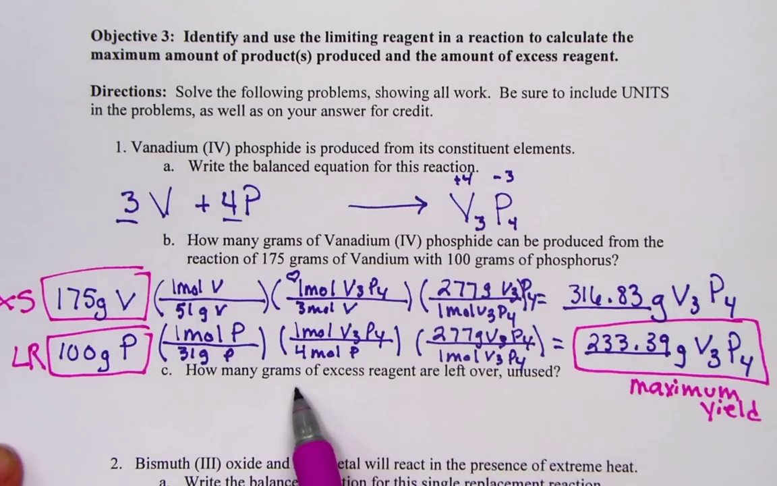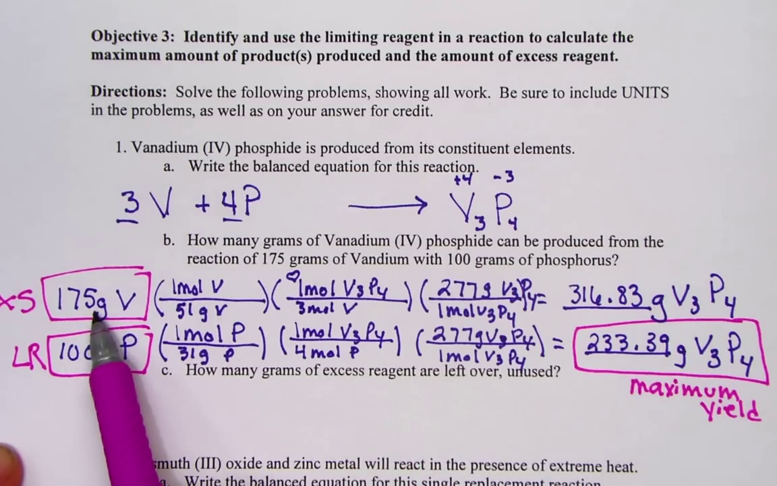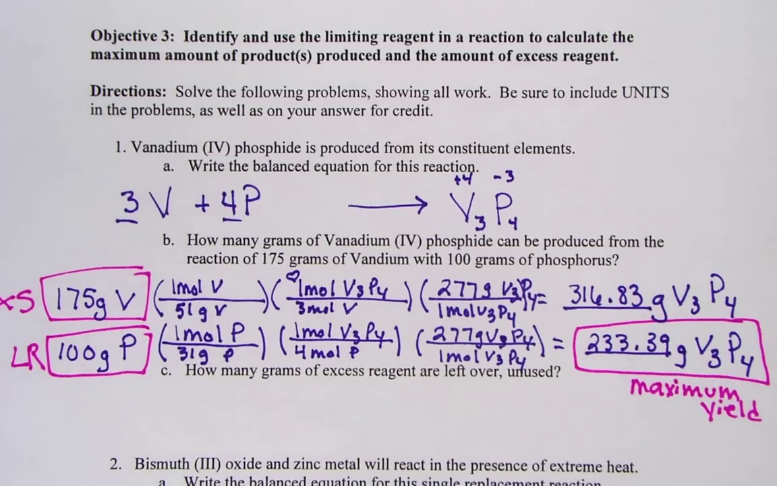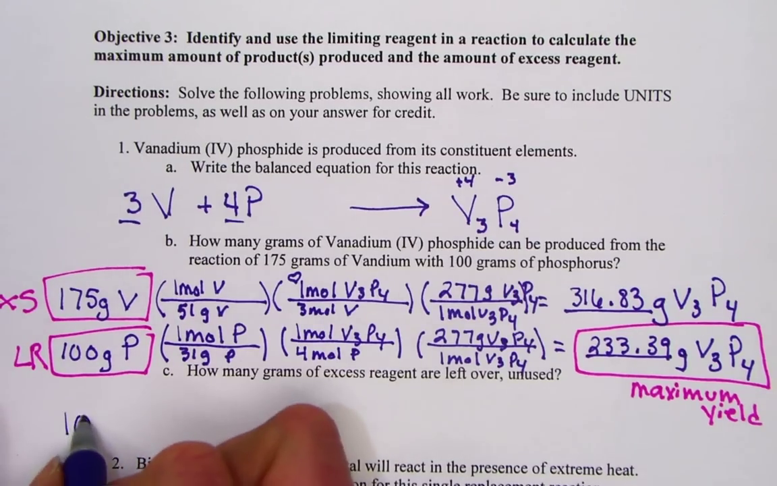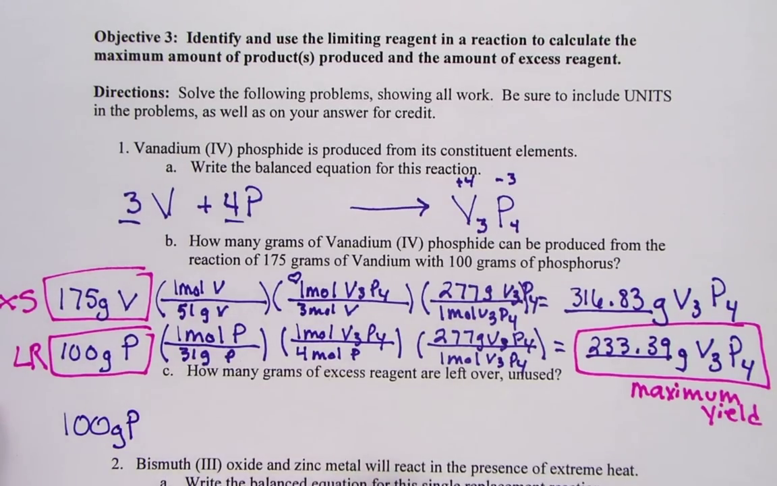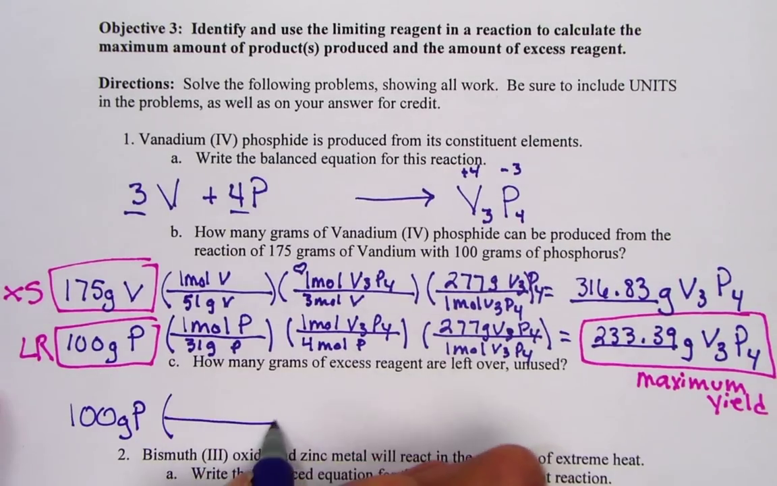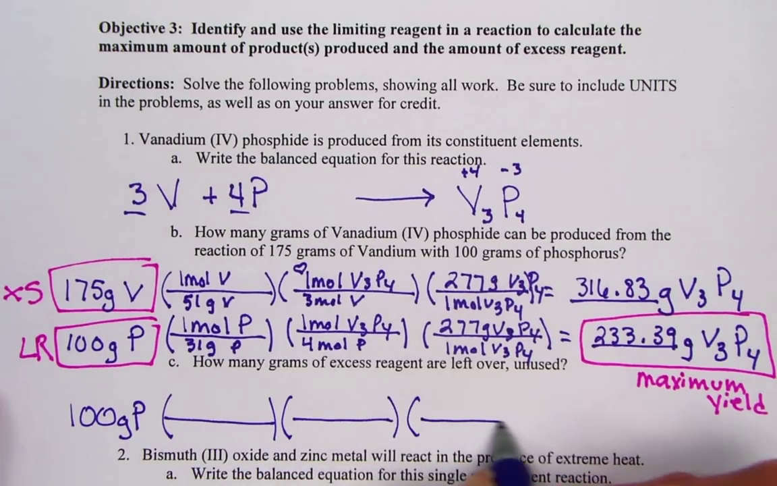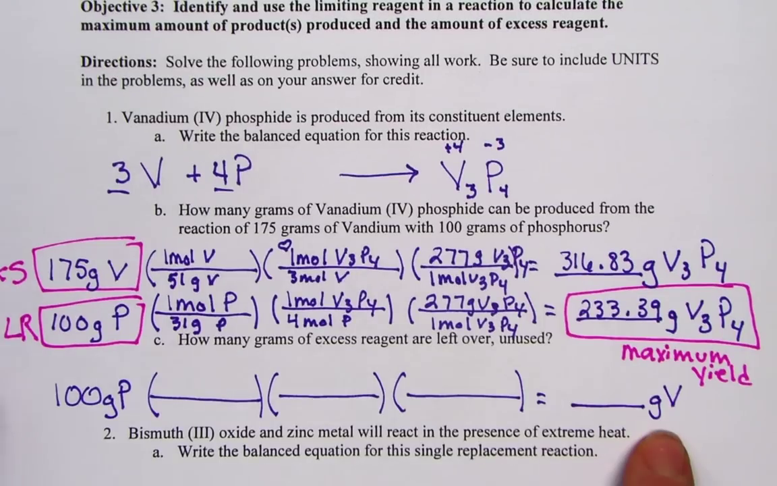We need to calculate the grams of excess reagent left over. Excess means we poured in too much. If we started with 175 grams, we'll need to calculate how many grams of that were used and then subtract to find the difference, the wasted amount. Always begin your problem with the limiting reagent, 100 grams of phosphorus. We'll set up the 3-step conversion, targeting the excess reagent, the grams of vanadium. I want to calculate to the like unit that the excess reagent was started at so I can make my subtraction go easy.